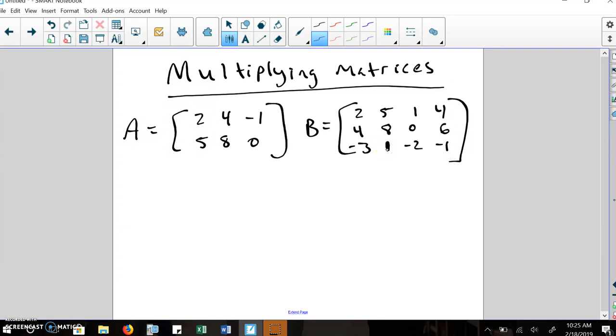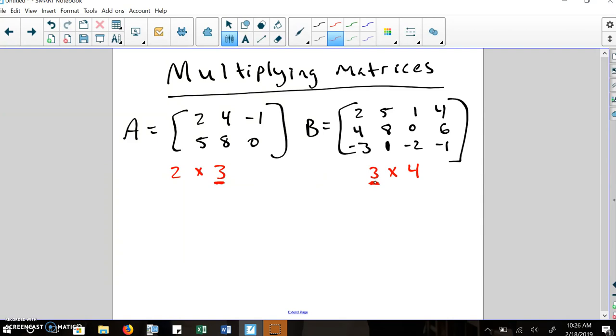Alright, so first things first, when it comes to multiplying matrices, you need to make sure you write down the dimensions of the matrices. So the first one has 2 rows and 3 columns. Matrix B has 3 rows and 4 columns. Now, in order to multiply matrices, when you write down these dimensions side by side, the number of columns in the first matrix and the number of rows in the second matrix have to be the same. If these two numbers are not the same, then it's going to be an undefined matrix. But in this case, they are the same.